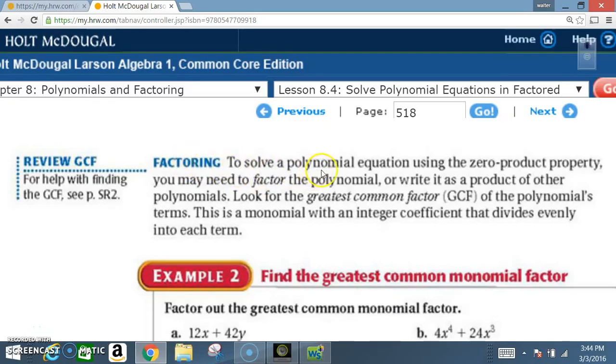Factoring. To solve a polynomial equation using the zero product property, you may need to factor the polynomial or write it as a product of other polynomials. Look for the greatest common factor, GCF, of the polynomial's terms. This is a monomial with an integer coefficient that divides evenly into each term.